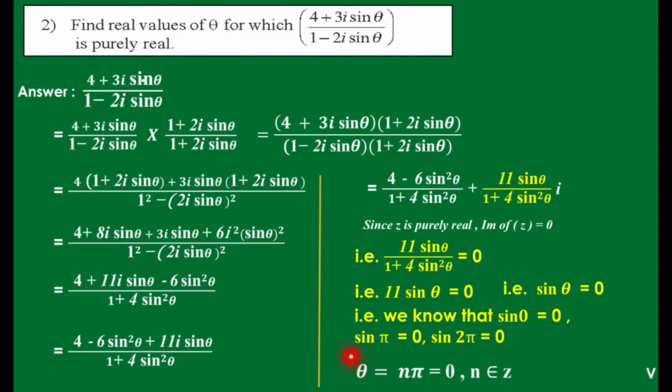We will discuss in the trigonometric functions chapter how to write the general solution. So you just remember, for sin theta equals 0, the general solution is theta equals n pi, n belongs to Z. So from this we find the real value of theta. So the real value of theta is theta equals n pi, n belongs to Z.